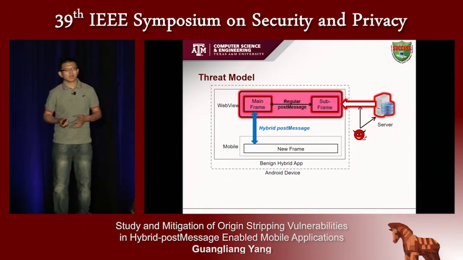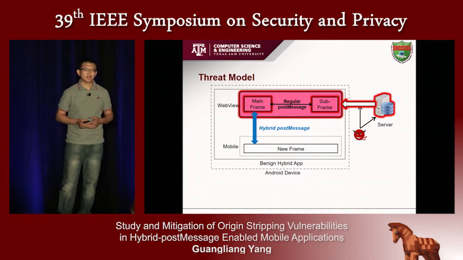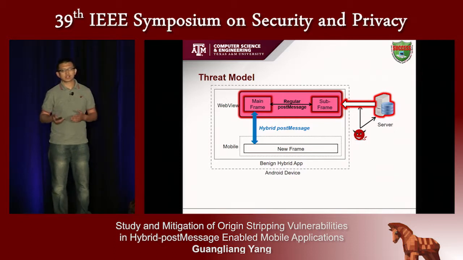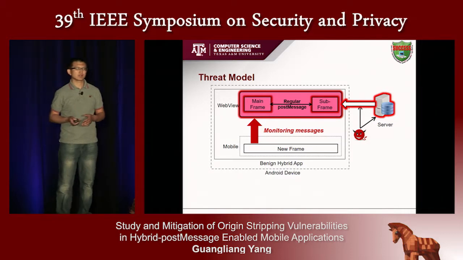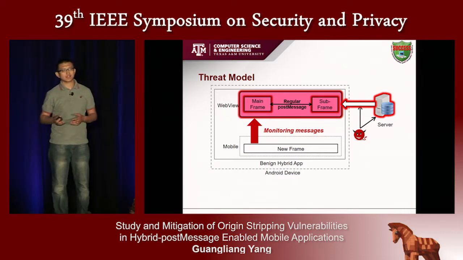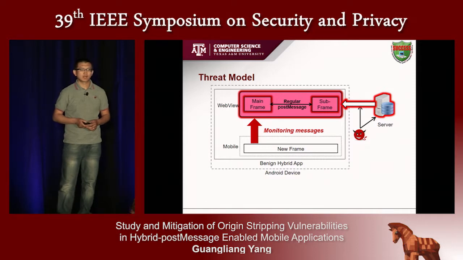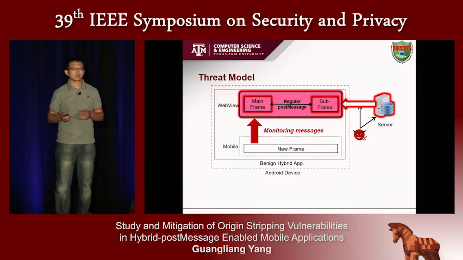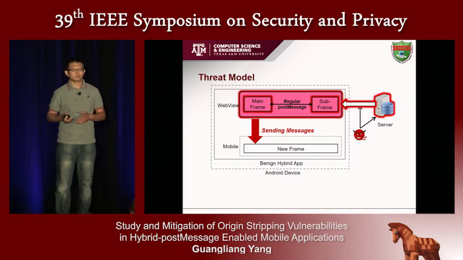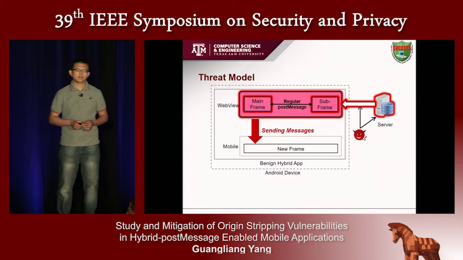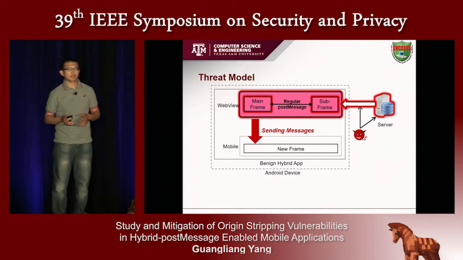In this way, an attacker can still get the capability to directly attack Hybrid-postMessage. As introduced before, there may be two attack patterns. The first pattern is that malicious code can monitor any messages from the mobile platform, and if the message contains some sensitive information, the attacker can steal it and may send it out. The other attack pattern is that the attacker may directly or actively send a message to the mobile platform.